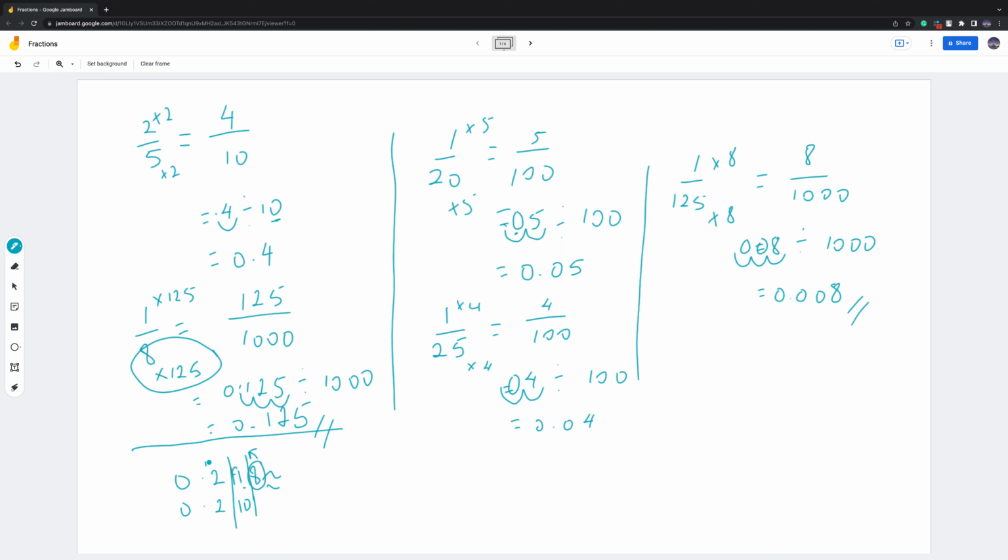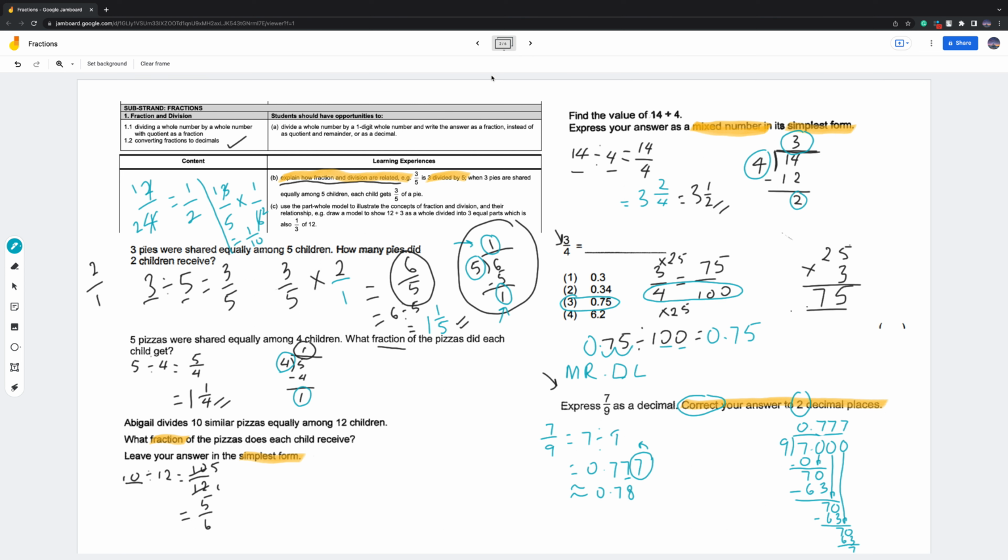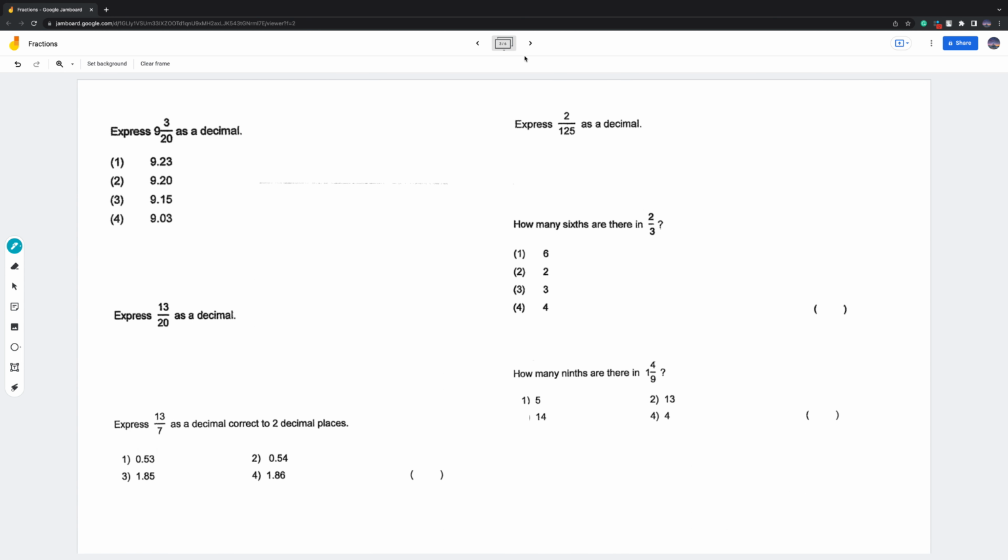So the 1 will go here. You will add it to the 2, so it becomes 0.3. And the 0 will be here. Don't forget, you have to put the 0 because you want 2 decimal places. If you leave your answer as 0.3, marks will be deducted, because the question clearly states that they want you to give your answer in 2 decimal places.